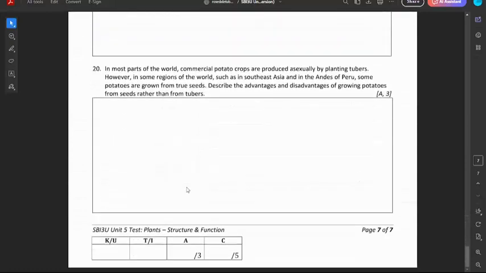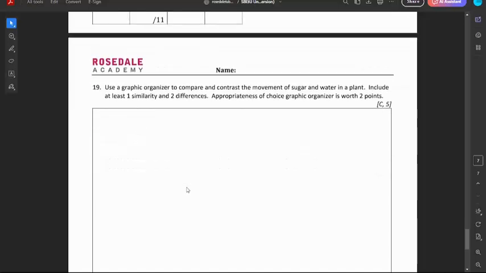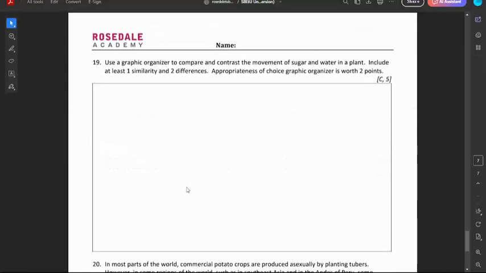You can identify different strategies. Remember, these are thinking and application questions. There are absolutely billions of answers out there. If your answer makes sense both intuitively and factually, then sure, you can go ahead and argue it with your teacher. Graphic organizer to compare and contrast the movement of sugar and water.